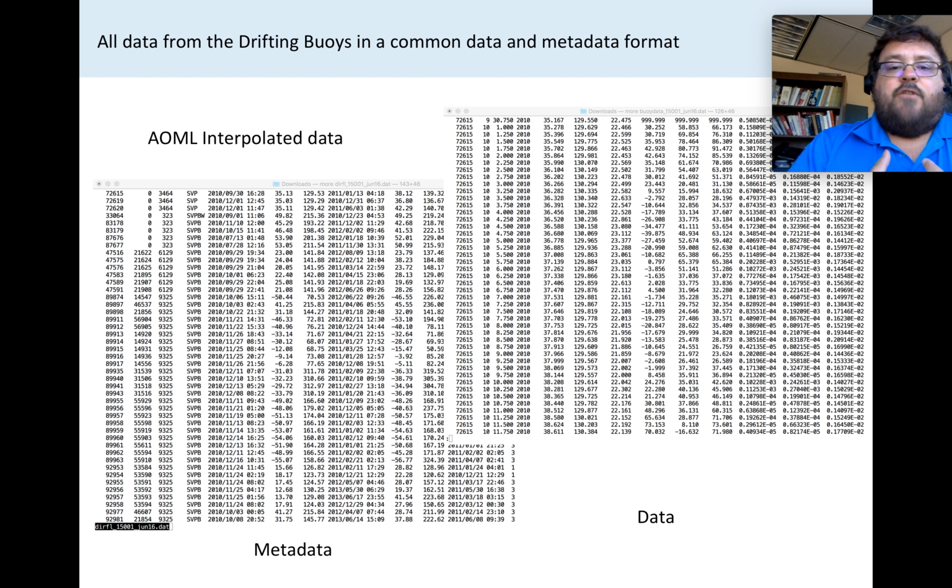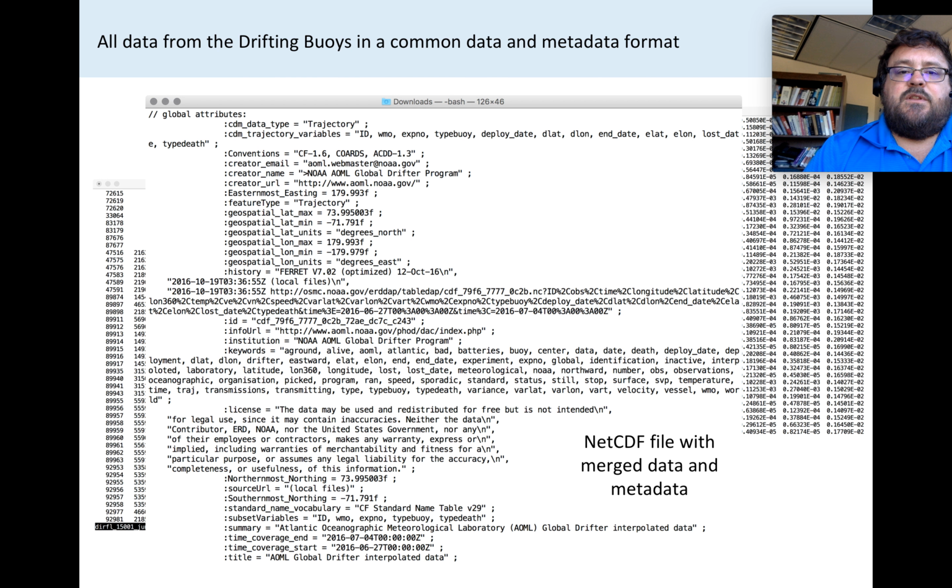So from an outside user's perspective, it'd be difficult to tie these two things together in order to get a very coherent look at the data. One of the things we're working on is creating a netCDF file that merges the metadata and the data into one single file. That still has the issue of having individual features for each drifter platform.